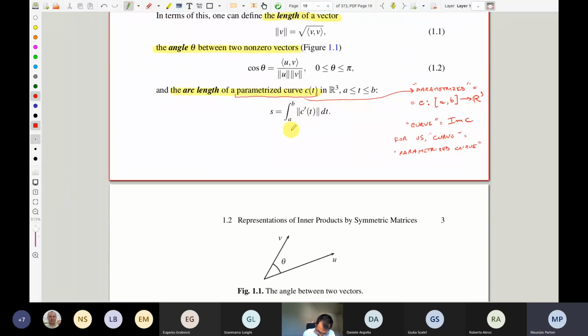And I assume you already know what I'm talking about, meaning that we are running on the curve at the same speed as the tangent vector. In this way, the tangent vector will have length 1.